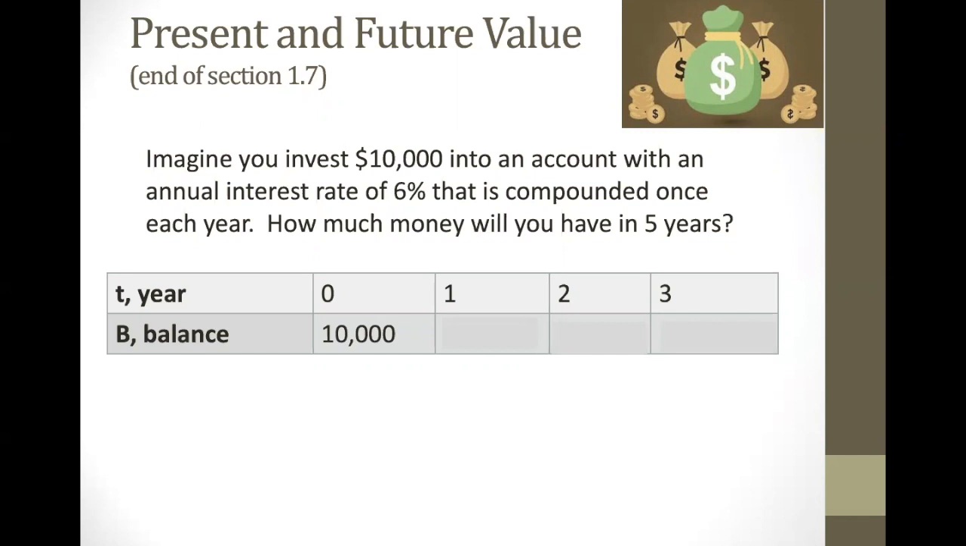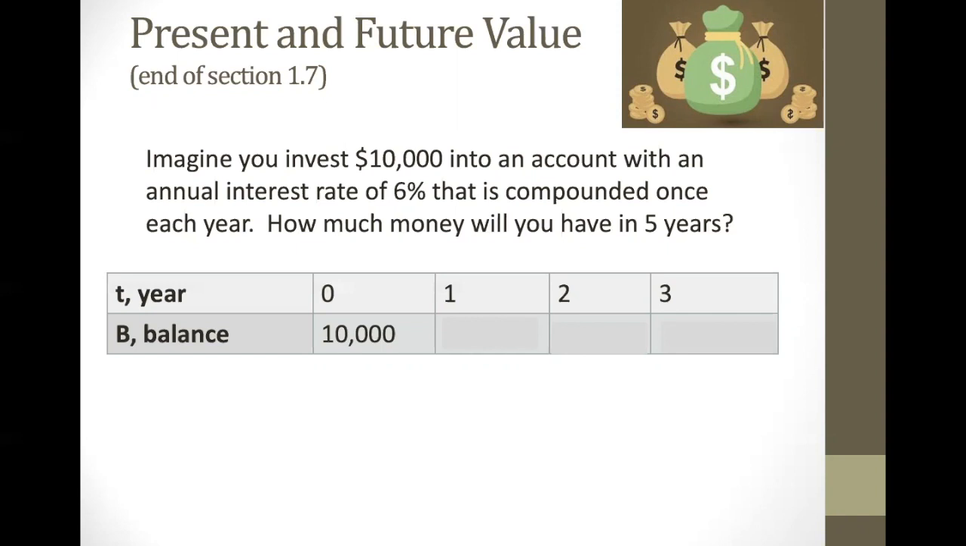Let's say you invest $10,000 into an account that has an annual interest rate of 6% compounded once each year. So that means you earn interest on your balance once every year. So at the end of the year, you earn your interest. So the question is, how could we calculate how much money that account is going to have in 5 years? And since the investment is growing by a constant percentage, that's why an exponential model would apply here.